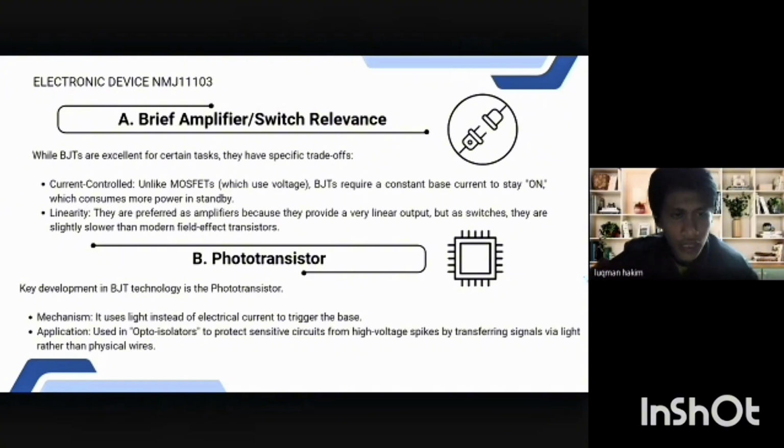Okay, number two is the phototransistor. A key development in BJT technology is the phototransistor for our future development. For the mechanism, instead of electrical current triggering the base, we just use light. So for our future development, this is very good. For the application, it is used in opto-isolators to protect sensitive circuits from high voltage spikes by transferring signals via light rather than physical wire.